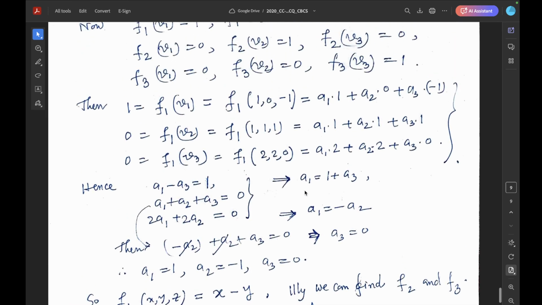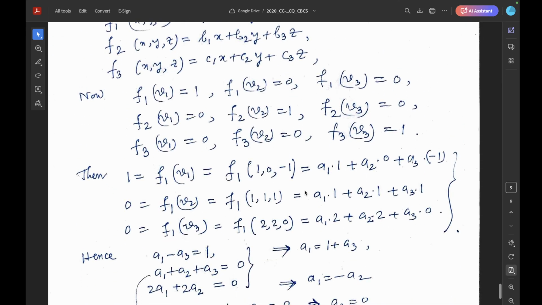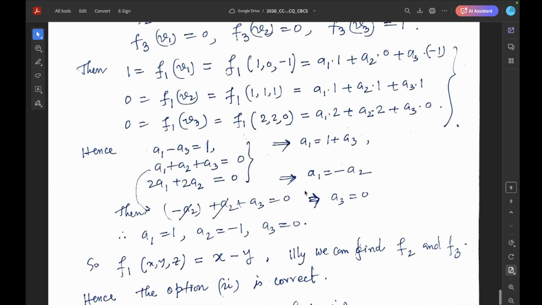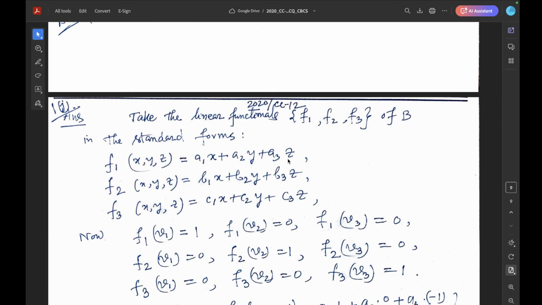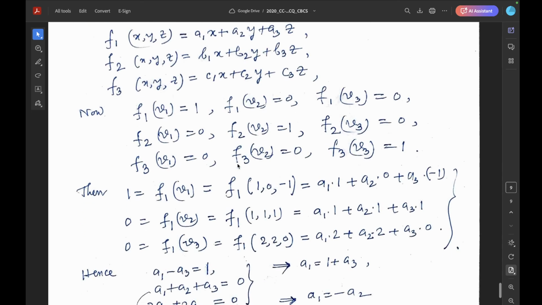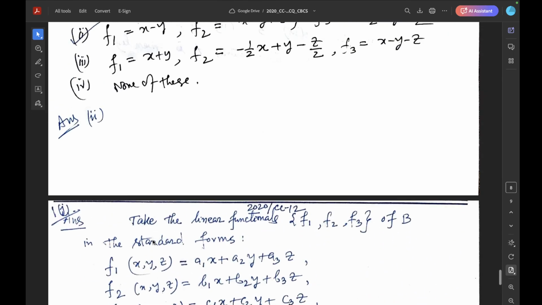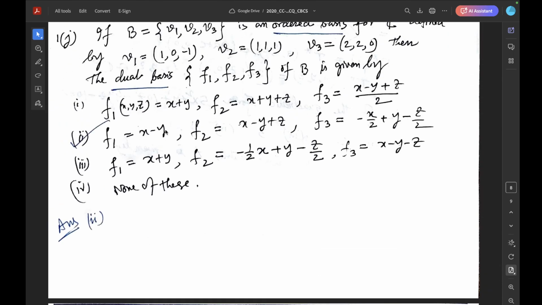So we put a1 equal to 1, a2 equal to minus 1, a3 equal to 0. So f1 of (x, y, z) equals x minus y. Similarly, we can find f2 and f3. Here f1 is x minus y. Actually only option 2 is correct for f1 equal to x minus y. Hence we can choose, and the correct option is 2.